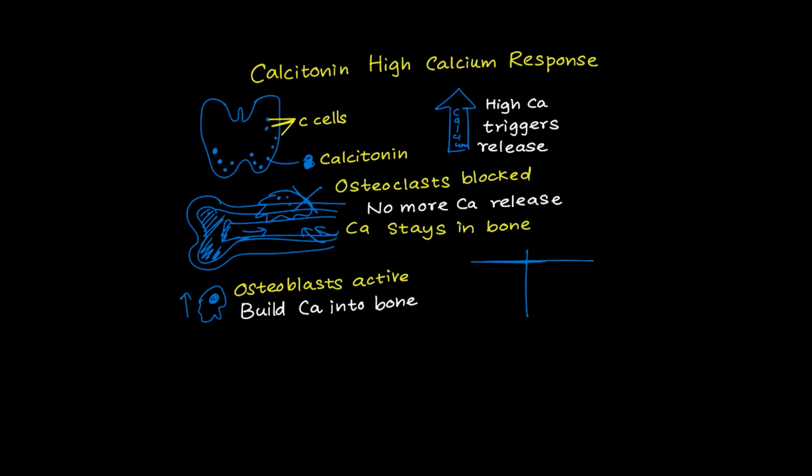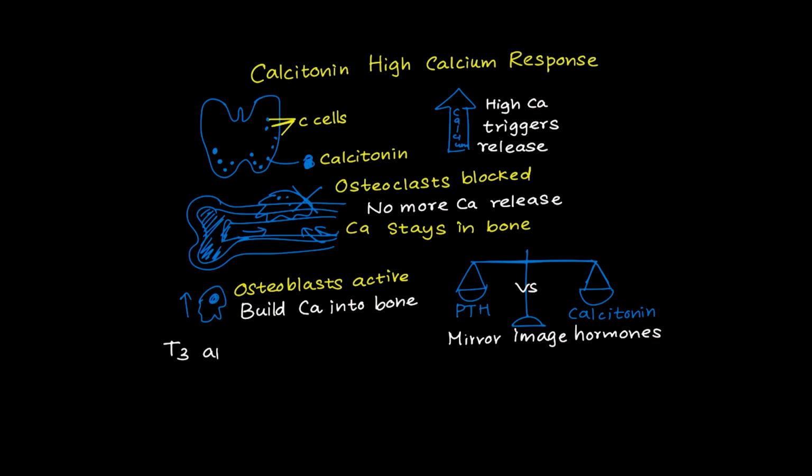Option A is wrong because T3 and T4 from the thyroid regulate metabolism rather than calcium levels, even though they also come from the thyroid. Option B is wrong because PTH responds to low calcium and activates osteoclasts, which is the opposite of what the question describes. Option D is wrong because cortisol actually breaks down bone over time, rather than depositing calcium into it.